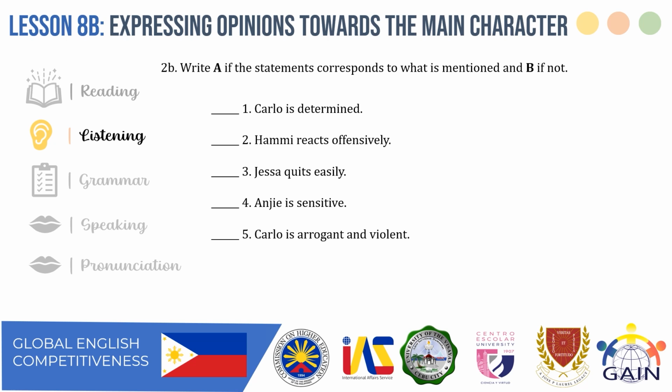Now listen carefully. Here are the traits of the character. Jean is determined. Carlo is arrogant and violent. Hammy reacts offensively. Jessa is quite ambitious. Angie is sensitive. Now pause the video and answer items number 1 to 5. Now here are the correct answers.